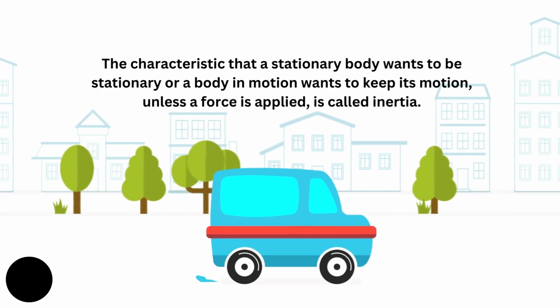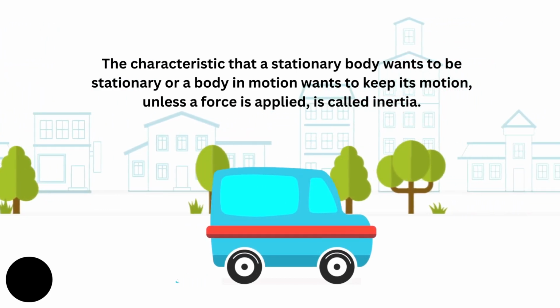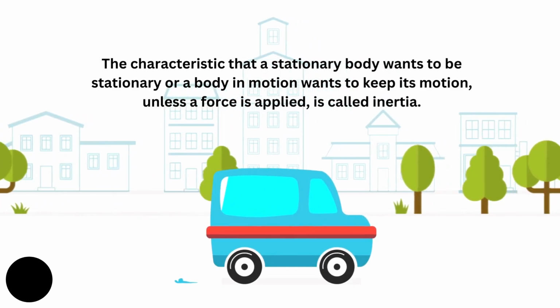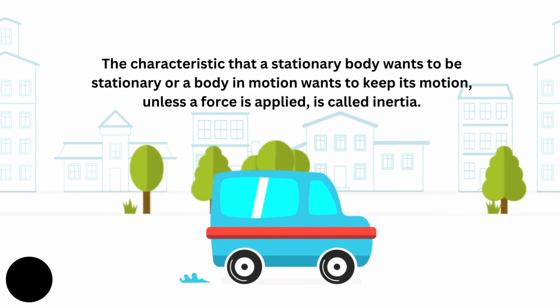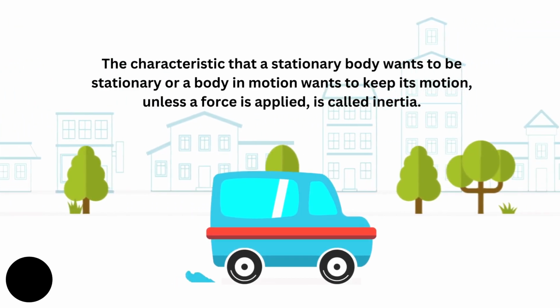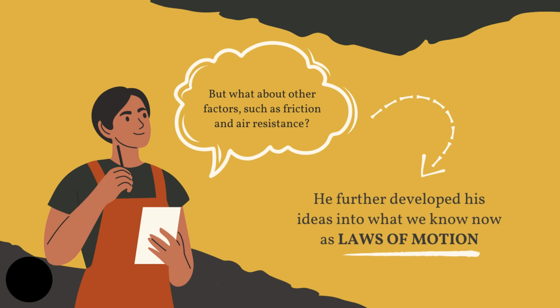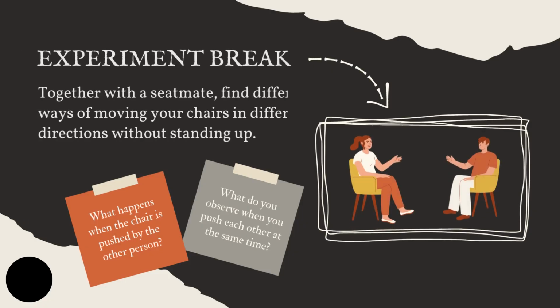The characteristic that a stationary body wants to be stationary, or a body in motion wants to keep its motion unless a force is applied, is called inertia. But what about other factors such as friction and air resistance? He further developed his ideas into what we know now as the laws of motion.